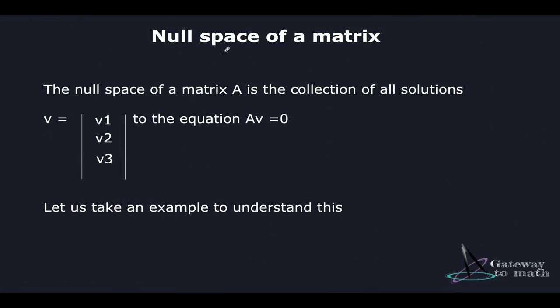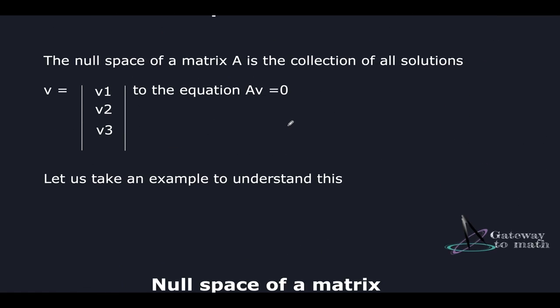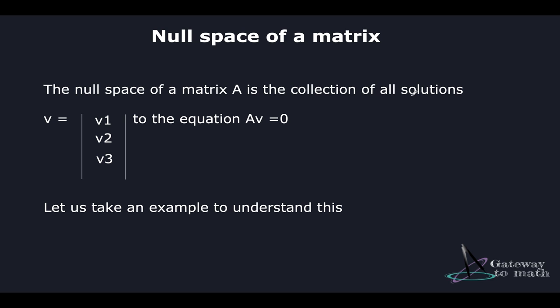Now let's get back to the null space of a matrix. The most important definition, yes. Remember our original discussion in the eigenspace? What is the null space of a matrix? The null space of a matrix A is the collection of all the solutions to the equation AV equals 0. So you're trying to find all the vectors such that when you multiply the matrix with those vectors, you get a 0 back. That is the null space of a matrix.